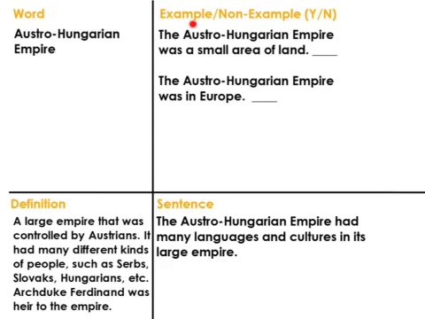Now let's take a look at example, non-example. The Austro-Hungarian Empire was a small area of land. Was it a small area of land, this empire, with so many people? The answer is no, non-example. The next one. The Austro-Hungarian Empire was in Europe. Is it in Europe? The answer is yes.